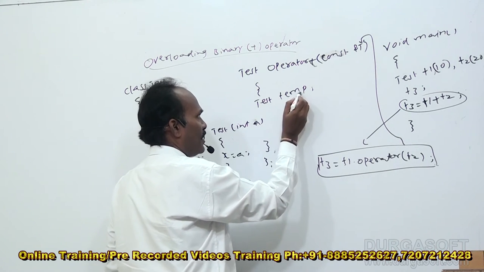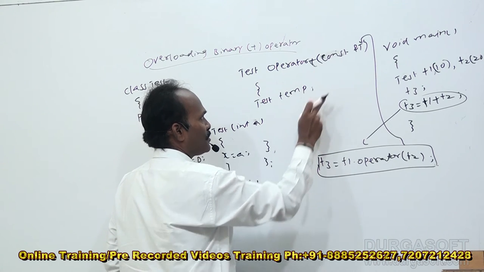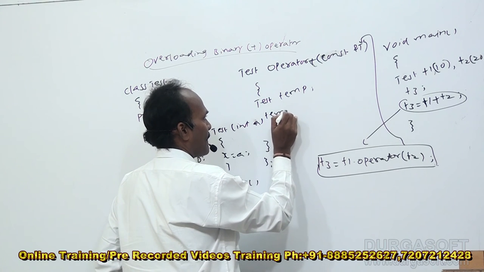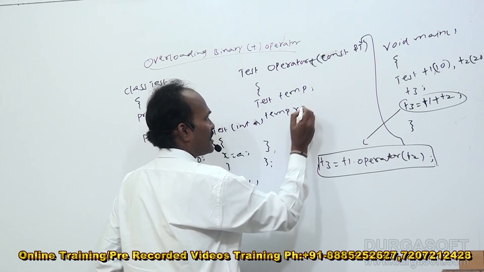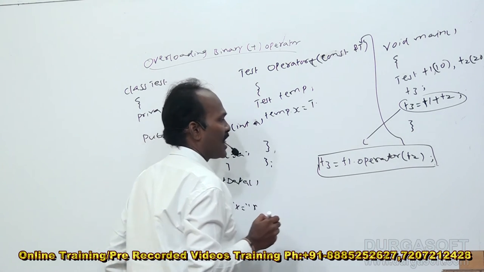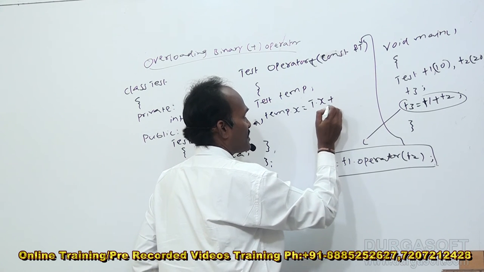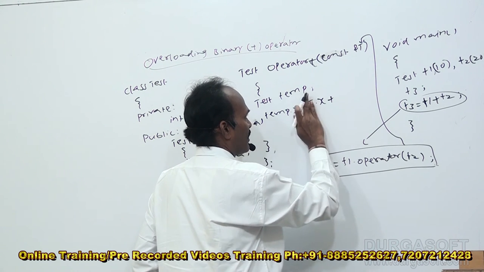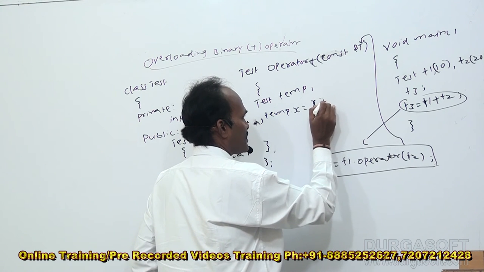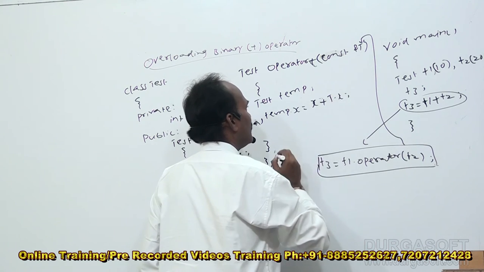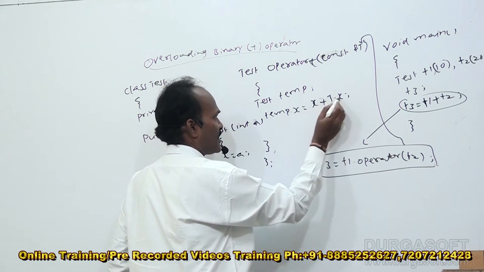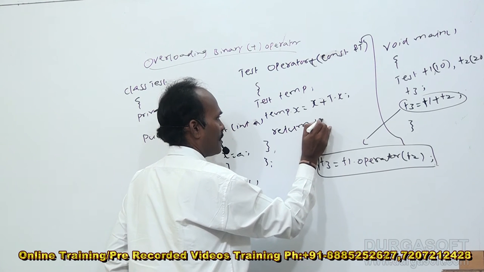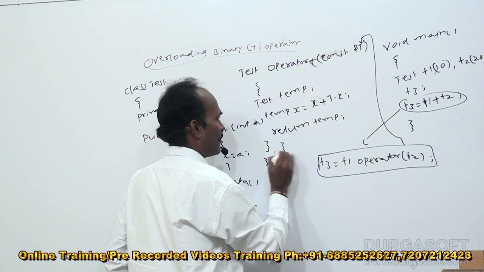Now into the temp object, we have to add these two, T and T1. So what do I have to say finally? temp dot x equal to what? T dot x plus which one? This one. How to access this? This is T1, you are calling this. So x plus T dot x. That is, temp dot x equal to x plus T dot x. Finally what do you have to return here? Return temp.